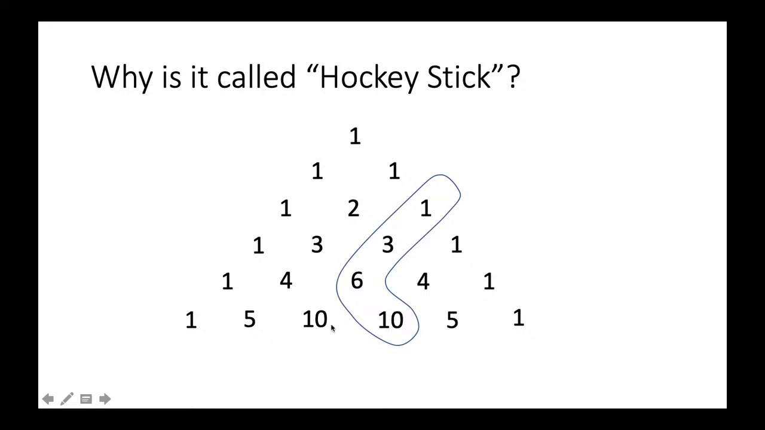So let's look at this 10 again. This 10 is equal to what? This 10 is equal to 4 plus 3 plus 2 plus 1. How about this 5? This 5 is equal to 1 plus 1 plus 1 plus 1 plus 1. How about this 4? This 4 is equal to 3 plus 1. So if we look at the terms that we are considering, it looks like the hockey stick that we play in hockey. So that's why we call it a hockey stick identity.